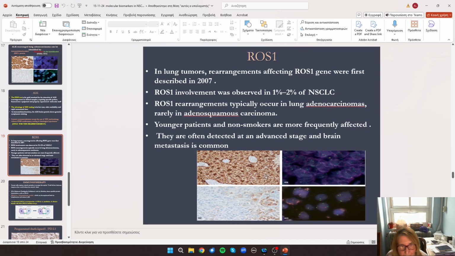The ALK, on the left, we can see the results by FISH at DNA level, and on the right, we can see the protein expression.